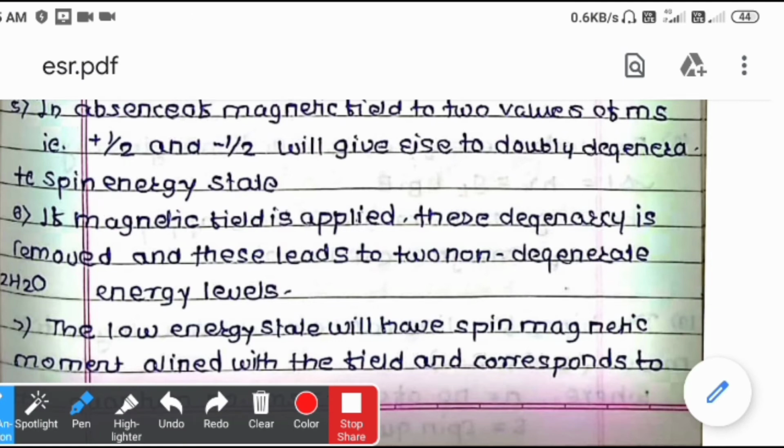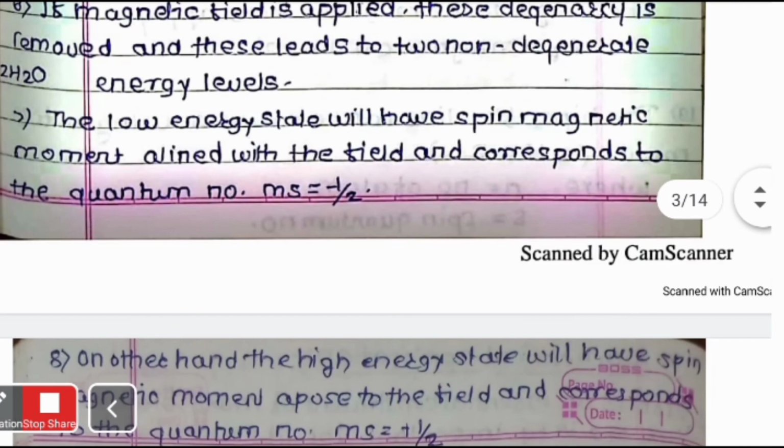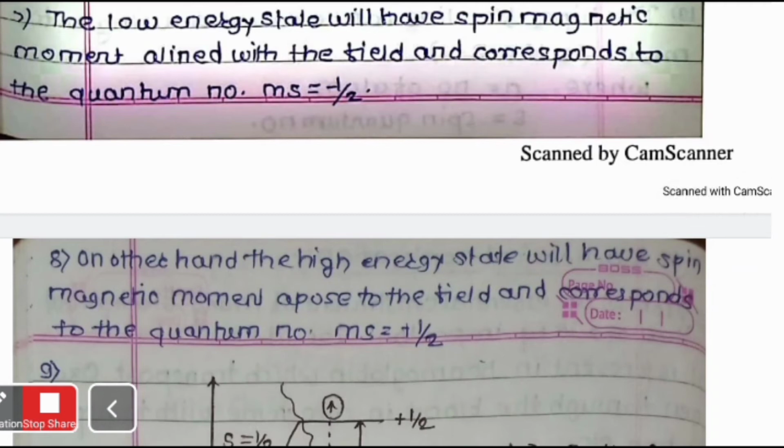If we apply the external magnetic field, this degeneracy gets removed, and this leads to two non-degenerate energy levels. The low energy state has the spin magnetic quantum number aligned with the field, hence there is low energy. The one that corresponds to the higher energy is against the magnetic field.